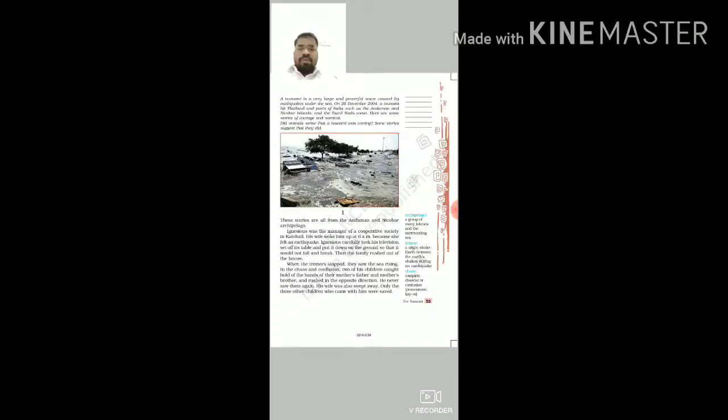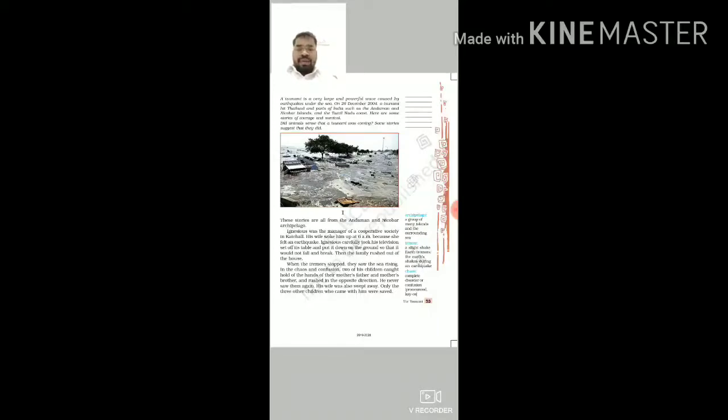Ignatius was the manager of a cooperative society in Kachal. There was a person who worked in a cooperative society as a manager. He was on the post of a manager. His wife woke him up at 6 a.m. early in the morning because she felt an earthquake. Sudden shaking of the earth is called an earthquake. She felt that earthquake, that's why she woke up her husband at 6 a.m.